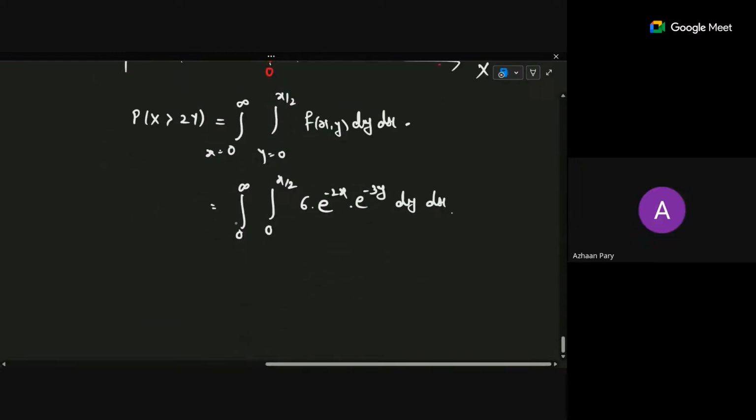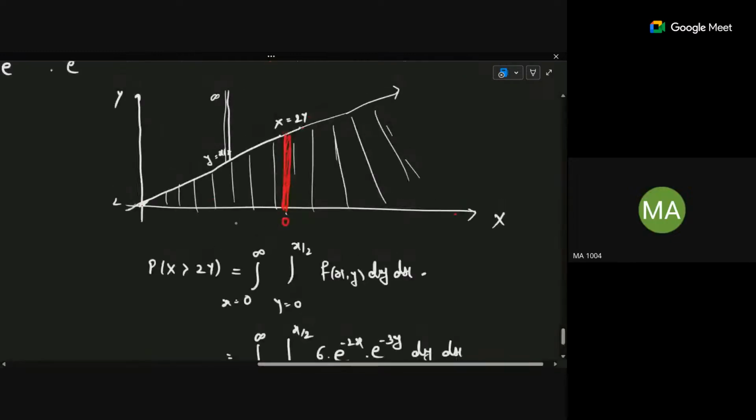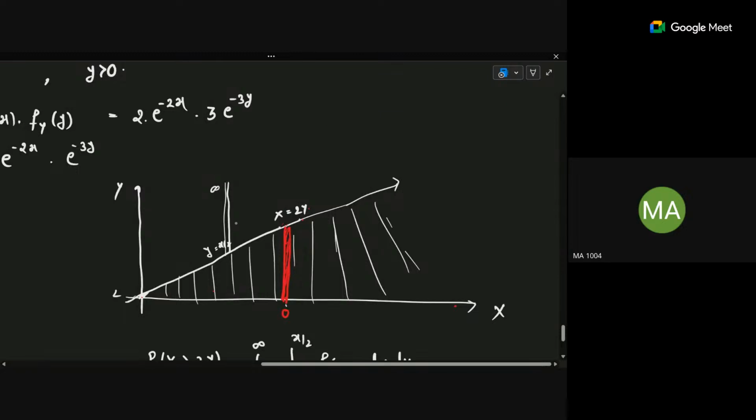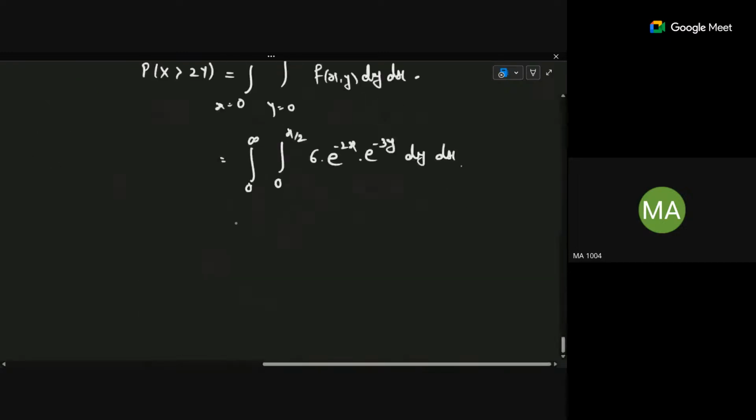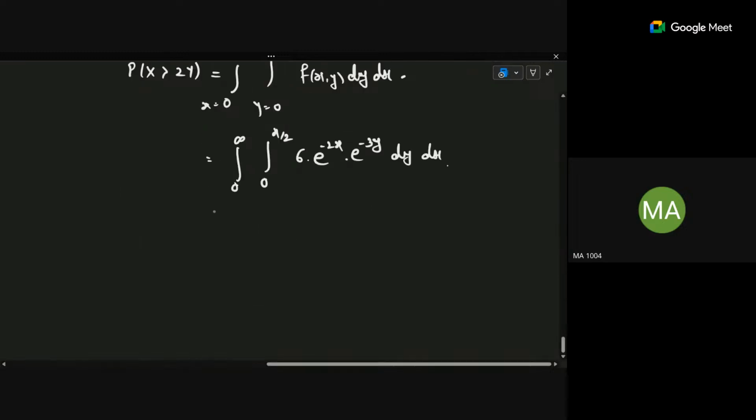And for y, it would be 0 to infinity. No, for y, it would be x by 2 to infinity, then for x it will be 0 to infinity. Okay? Fine. So let's just integrate it again.